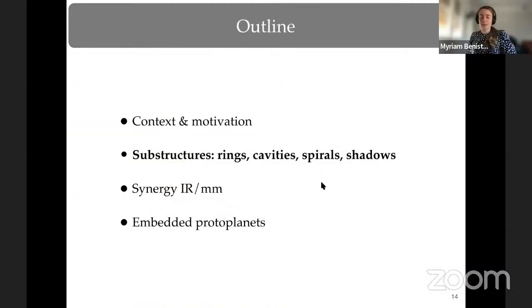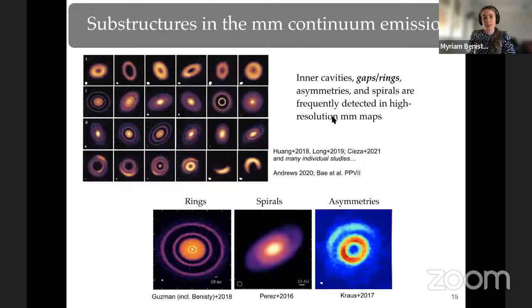So this is a general introduction of why we want to observe disks and how we want to do that. And now I'm going to show a few examples of results.